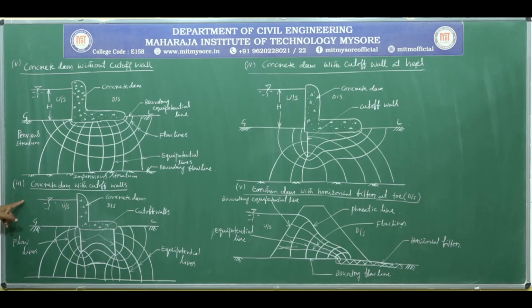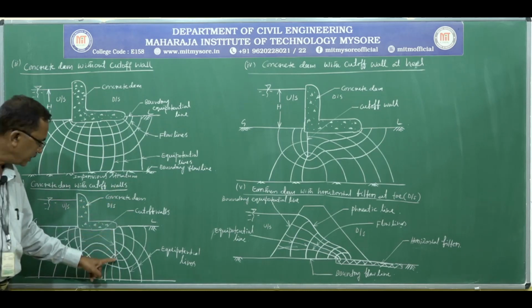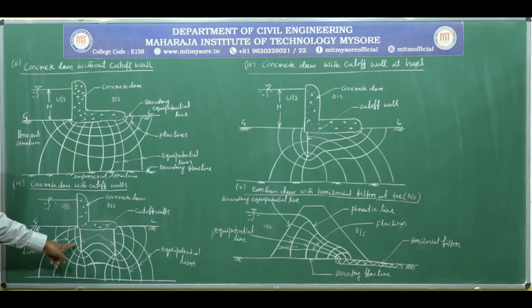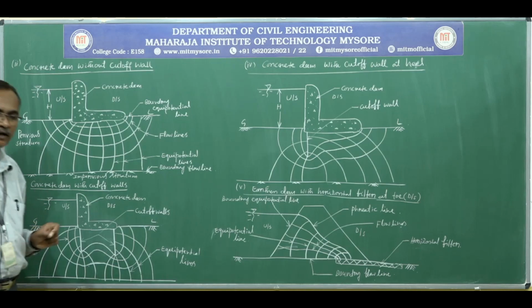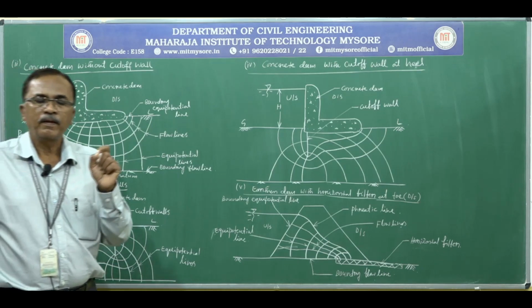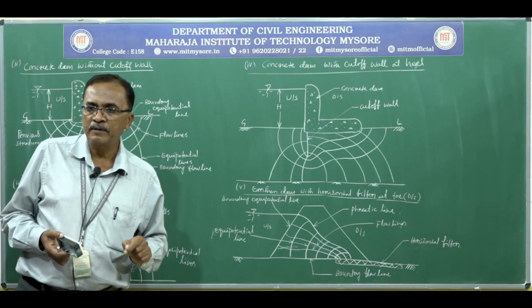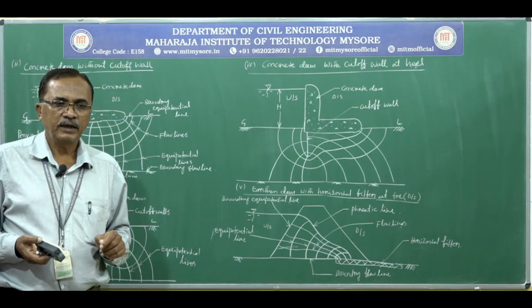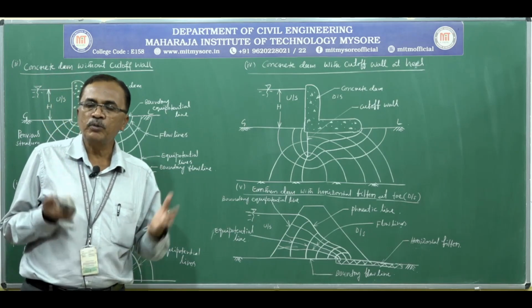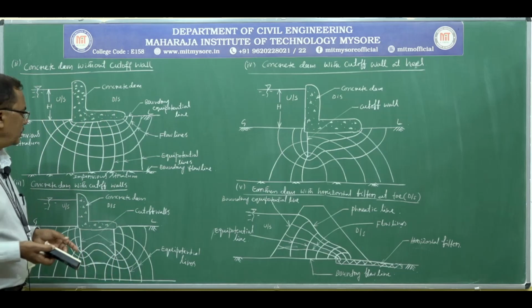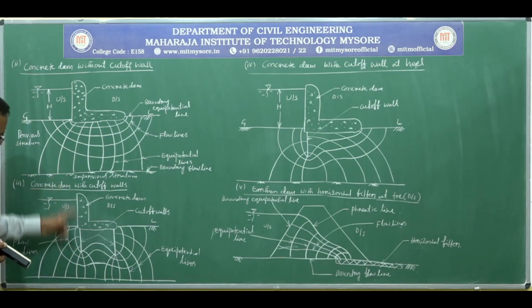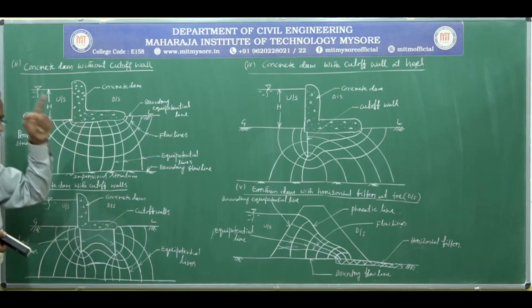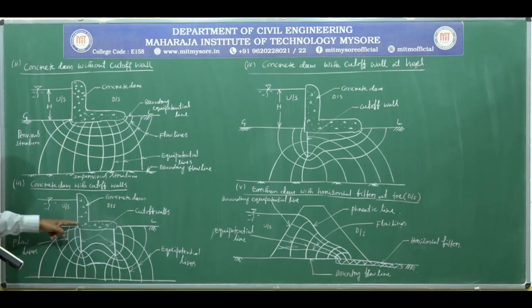Then the second figure shows the concrete dam with cut-off walls. Here you can see there are 2 vertical walls, both at the heel and the toe. Cut-off walls are required whenever the flow below the dam is considerable. If the soil is too pervious, in order to reduce the seepage of water below the bed of the dam, they provide cut-off walls like this.